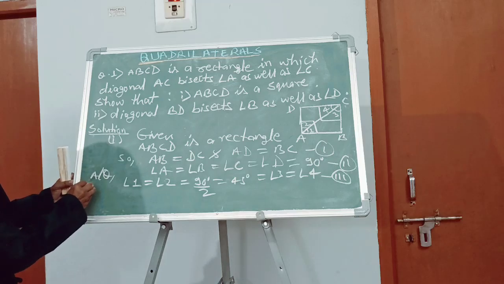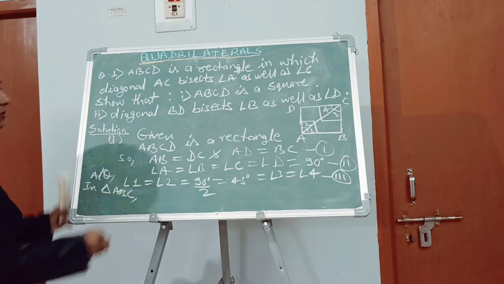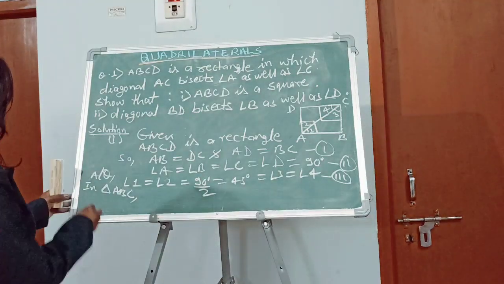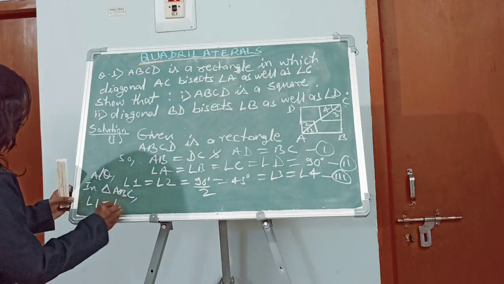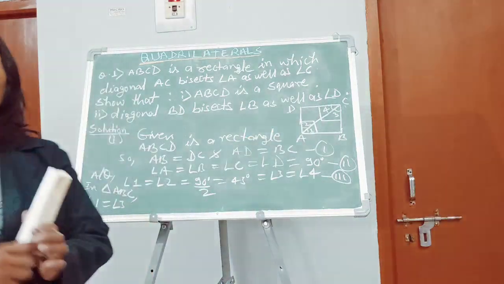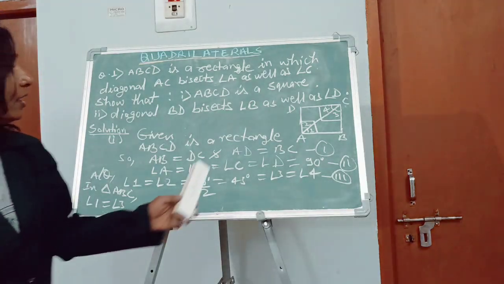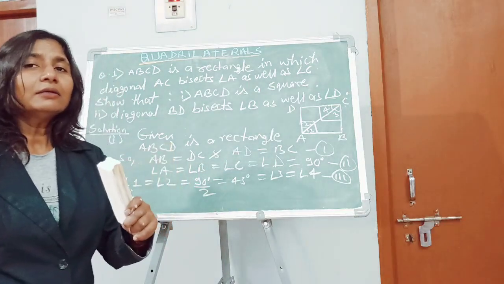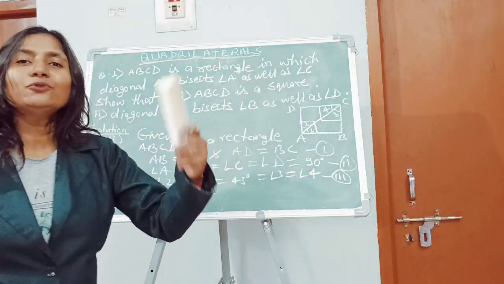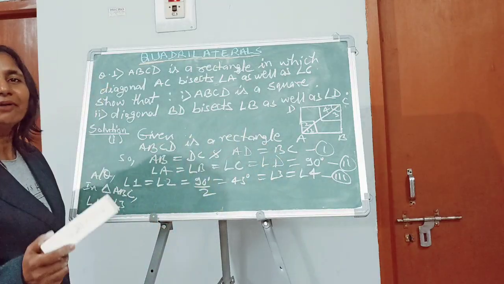In triangle ABC, what we are seeing? Angle 1 is equal to angle 3. Now just remember properties of triangle. In a triangle we have learned that sides opposite to equal angles are equal.